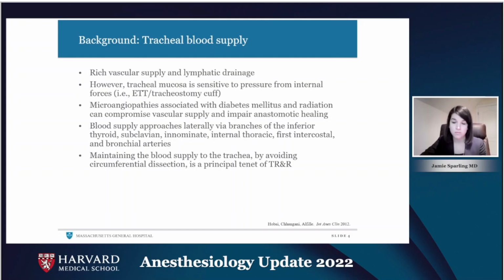The blood supply approaches laterally via a number of branches. These include branches of the inferior thyroid artery, the subclavian artery, the innominate, the internal thoracic arteries, the first intercostal, and the bronchial arteries. Because of this diverse blood supply, maintaining the blood supply to the trachea by avoiding circumferential dissection is one of the principal tenets of tracheal resection and reconstruction surgery.